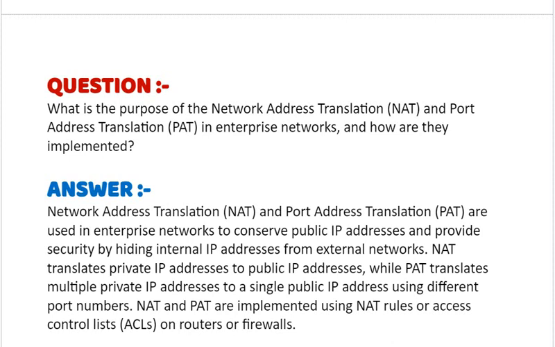NAT translates private IP addresses to public IP addresses, while PAT translates multiple private IP addresses to a single public IP address using different port numbers. NAT and PAT are implemented using NAT rules or access control lists (ACLs) on routers or firewalls.